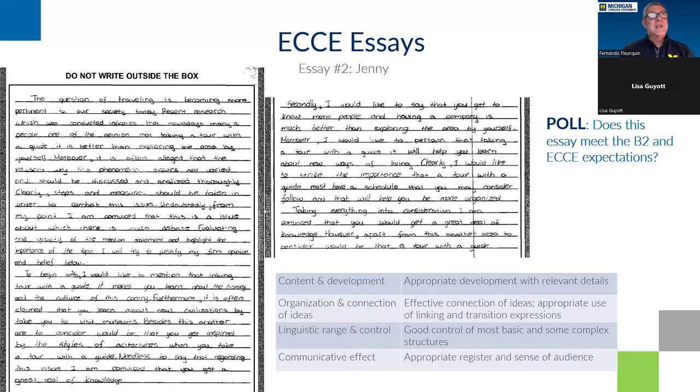Content development. There is a proper development with mostly relevant details. There's effective connection of ideas. There's good use of connectors and linking transitions, expressions throughout. There's good control of most basic and some complex structures. There are some errors, but they don't interfere with the general comprehension of the whole message. And the register is appropriate. There's some sense of audience here.